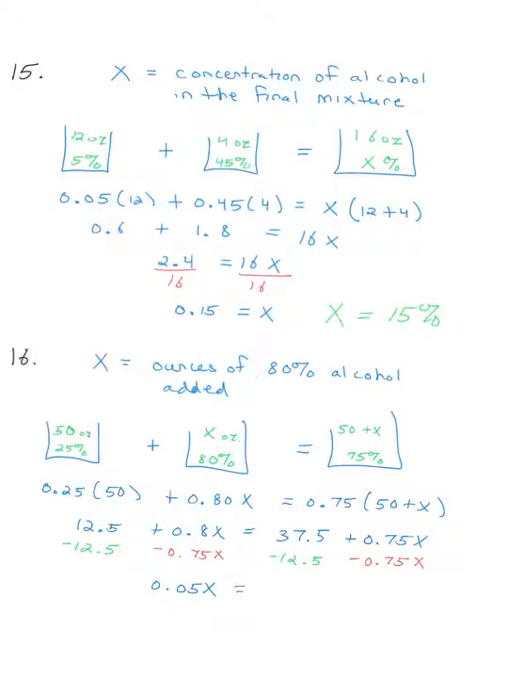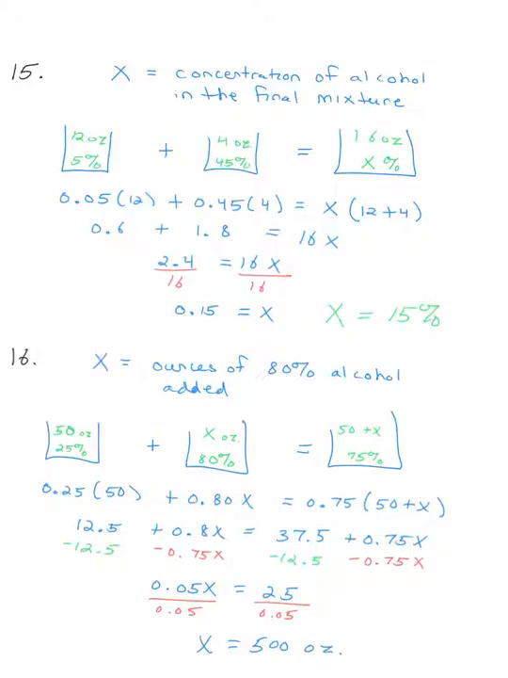0.05x on the left. On the right, we have 25. I will now divide both sides by 0.05. And the x value I get is 500. And this is 500 ounces.